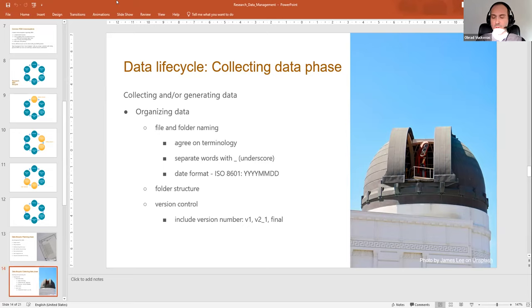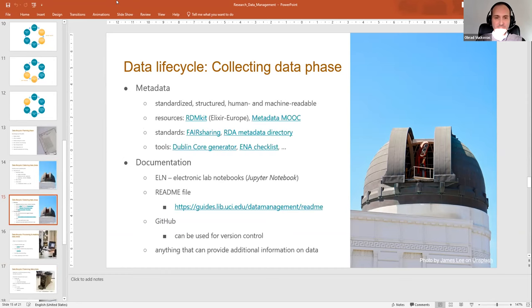If there is no infrastructure with versions, they can use naming on files, like V1, V2.1, and so on. And final version should be final and just that, nothing like final, 0.1, 5.2, and so on.